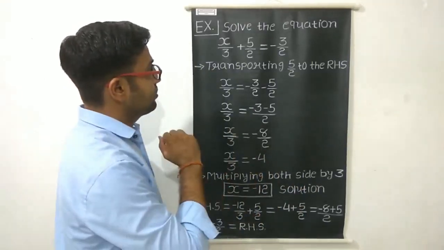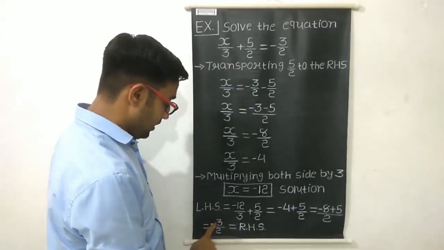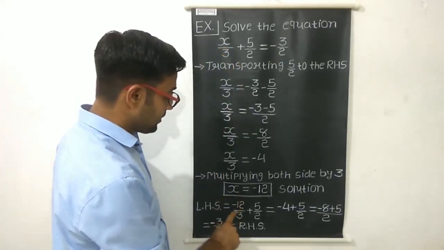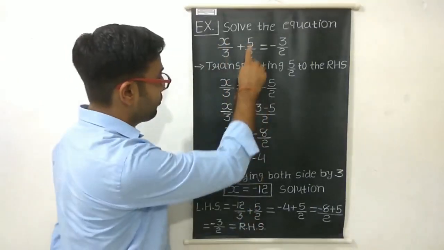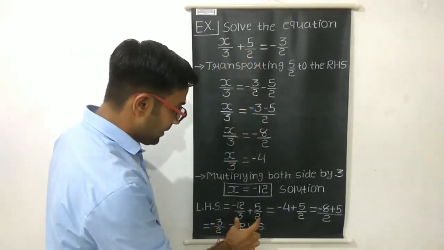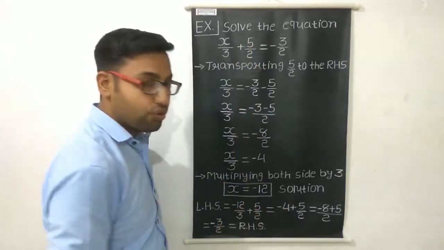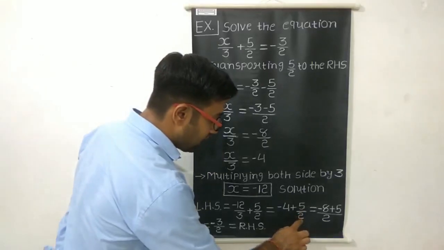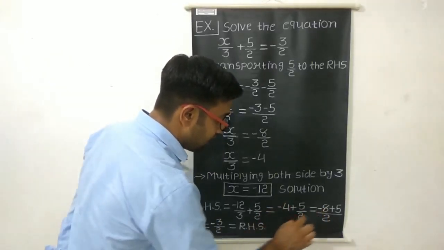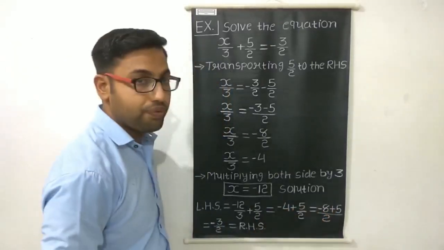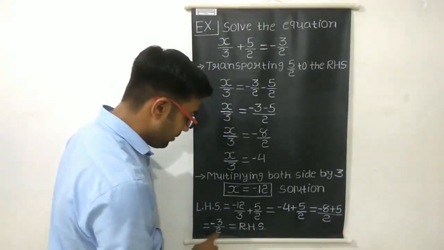To check whether our solution is correct or not, put the value of x in the left hand side. So here left hand side is, instead of x, minus 12. Minus 12 upon 3 plus 5 upon 2 remains as it is. Now simplify this. 3 4s are 12, we will get minus 4 plus 5 upon 2. We take 2 as an LCM. Multiply this 4 with 2, we will get minus 8 plus 5 upon 2. Minus 8 plus 5 gives us minus 3. 2 remains as it is.